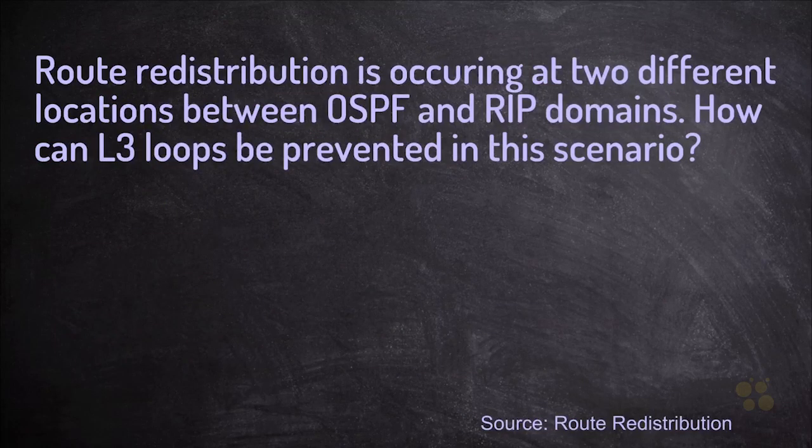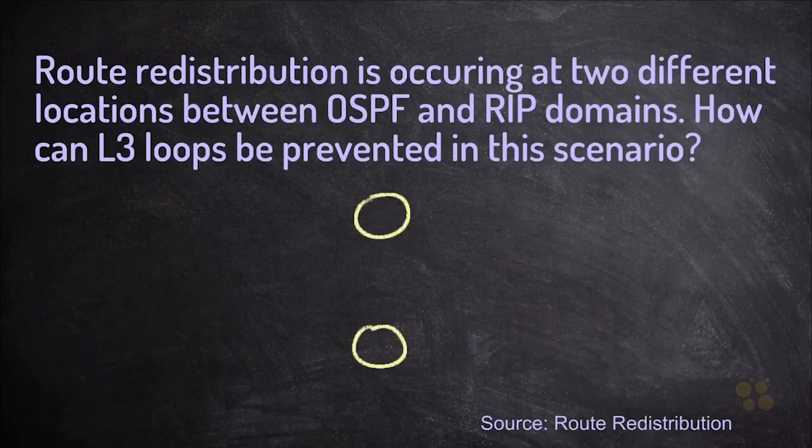Question 3, and it's an open-ended question. Route redistribution is occurring at 2 different locations between OSPF and RIP domains. How can layer 3 loops be prevented in this scenario? Let's make a quick sketch of the scenario.